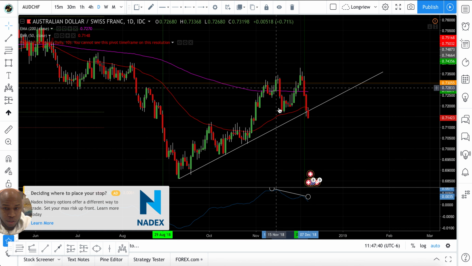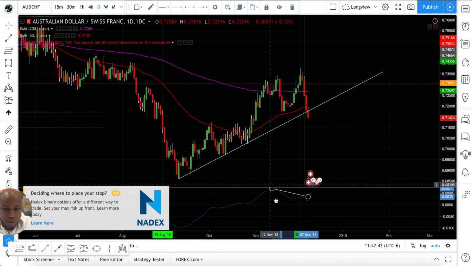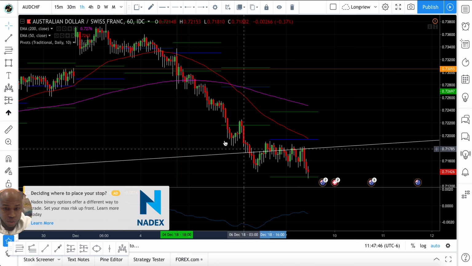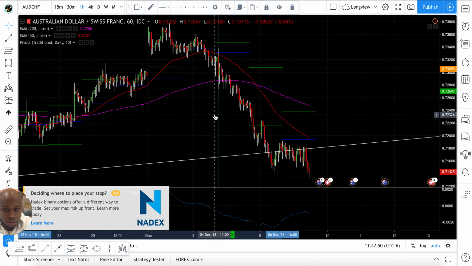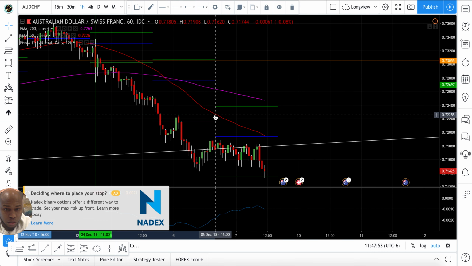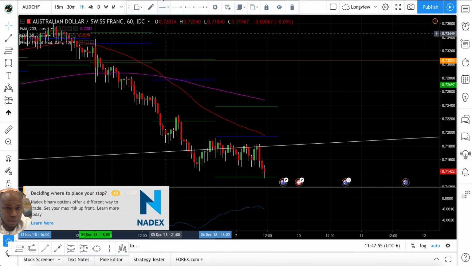So the assessment on this one is, yes, at first glance it looks great. Then we look at the MACD, not so much, kind of wishy-washy. And then on the hourly, there's no real good looking opportunity for us to take this long.